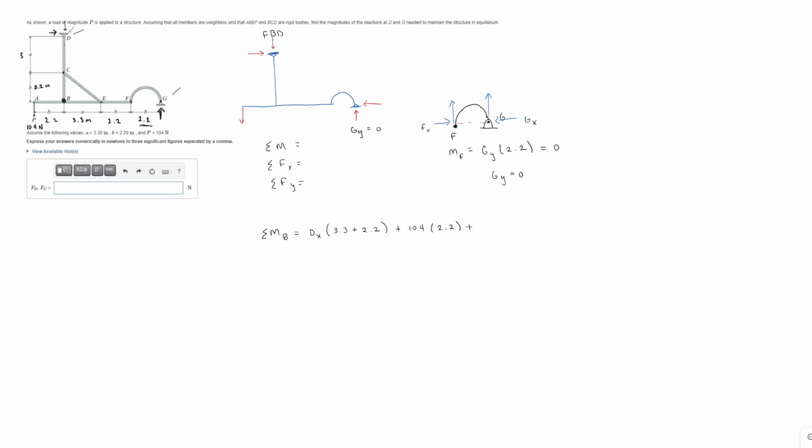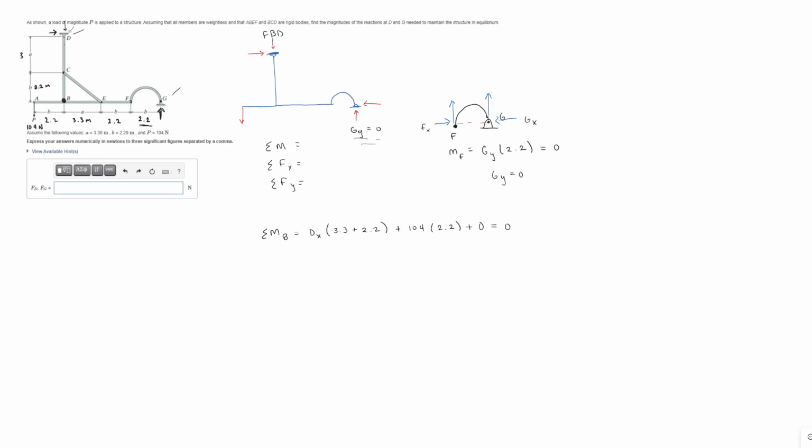So g of y is not given to us, but we already found g of y, it's 0. And 0 times 2.2 plus 2.2 plus 3.3 is 0. So obviously we're not going to worry about that, and we're going to set it equal to 0. So now we do 104 times 2.2, and we get 228.8. Sorry, that's what I forgot.